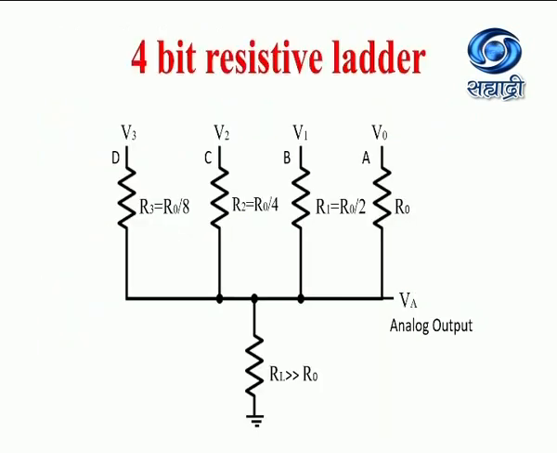So here this diagram shows a 4-bit resistive ladder. Here 4 resistors are used to represent 4 bits. So 4 digital bits are applied to A, B, C, D, and the VA analog output is according to the A, B, C, D inputs. So V0, V1, V2, V3 are the input voltages which are applied to these bits, and R0, R1, R2 and R3 are connected according to the resistive positional weight. So in this way we can design a 4-bit resistive ladder and we can calculate the output voltage for 4-bit digital inputs.